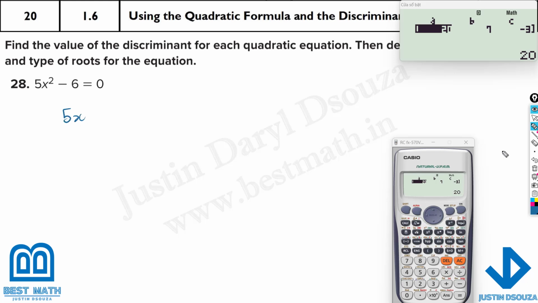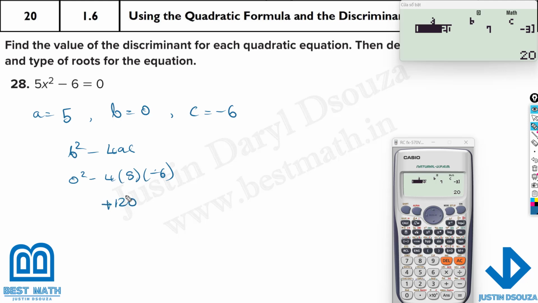It's 5x squared. So what is the a value? A value is 5. There is no b value because there is no x term. It's 0. And what is the c value? It's minus 6. The formula is b squared minus 4 times ac. It's 0 squared minus 4 times 5 times minus 6. So here we have 20. 20 times 6 is positive 120 when you put this in the calculator. And this is not a perfect square, so it's irrational roots.